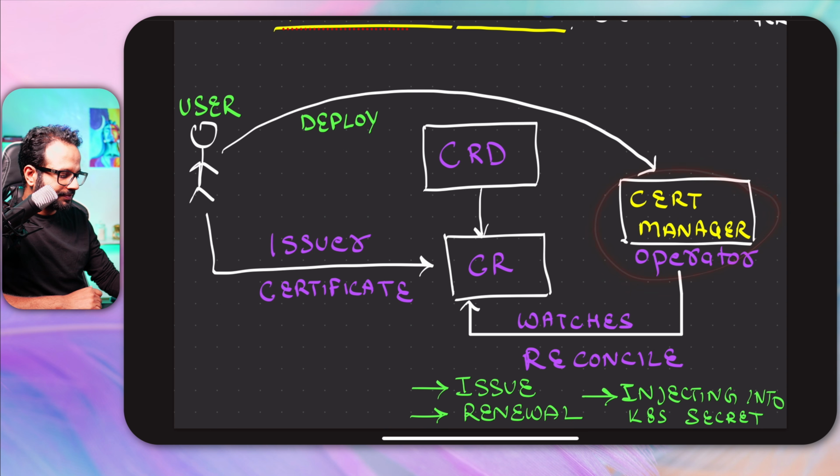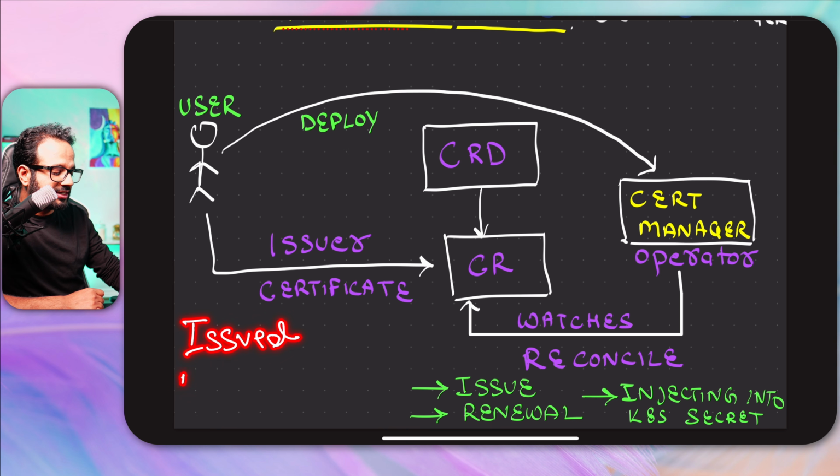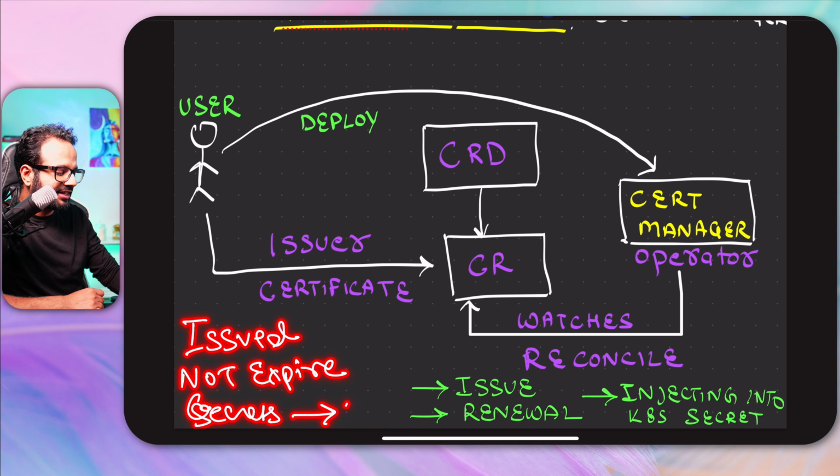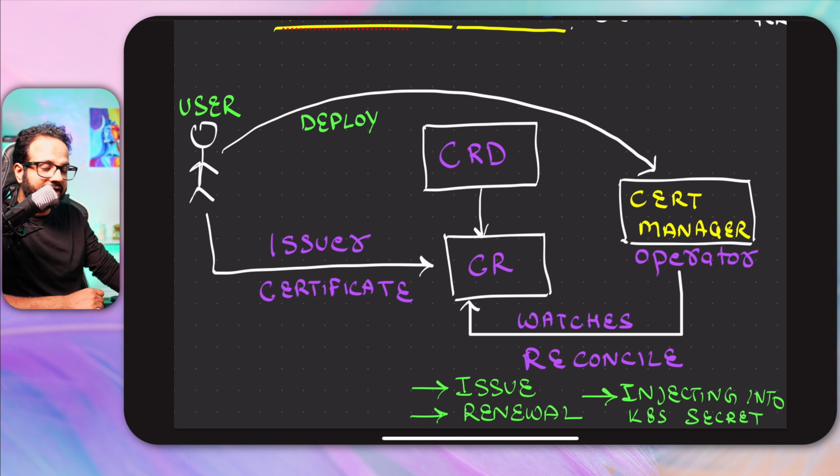So this operator keeps on watching the custom resource. As soon as it finds a custom resource, it does the following: it issues the certificate, it renews it, like automatic renewal of the certificate, and it injects that into the Kubernetes secret. Now this is the desired state. What is the desired state? That the certificate should be issued, the certificate should not expire, that means it should be valid, and the secrets should be injected in the Kubernetes API. Okay, so these are all the desired events that it should take.